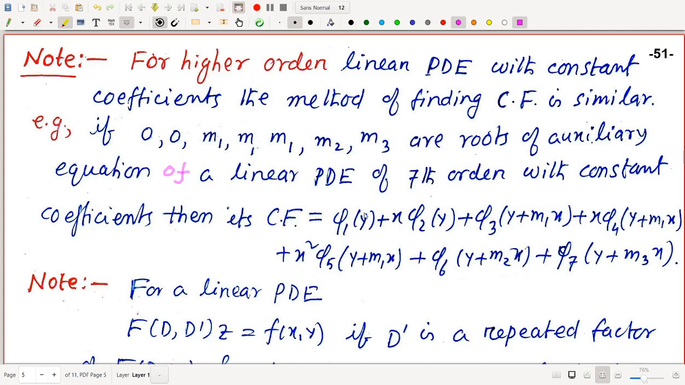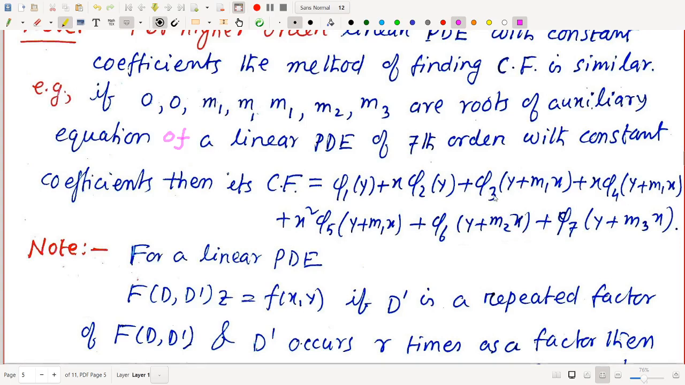CF equal to phi 1 y, since m is 0, phi 1 y plus x phi 2 y because of the repeated root, plus phi 3 of y plus m1 x plus x phi 4 of y plus m1 x plus x square phi 5 of y plus m1 x, because m1 is appearing 3 times. If 4 times, then x cube will come, and so on. Plus for m2 and m3, different roots, phi 6 of y plus m2 x plus phi 7 of y plus m3 x. So this is the rule for finding CF of higher order homogeneous linear PDE with constant coefficients.